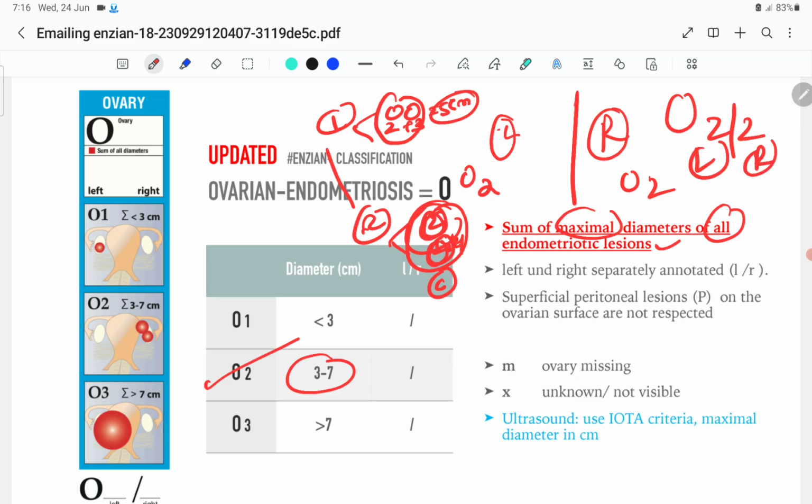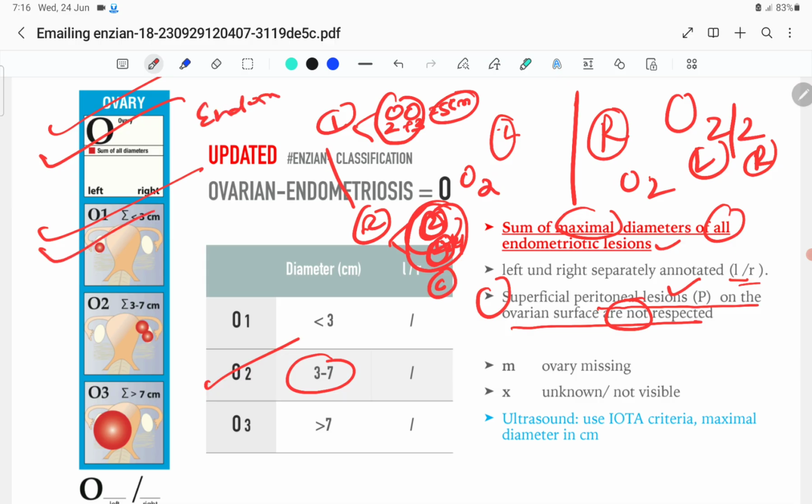Okay, O2, left and right, annotated separately. Superficial peritoneal lesions on the ovarian surface are not included. Here you have to remove, not include, the superficial peritoneal lesion on the ovarian surface. It is included only for the ovarian endometrioma. Very important: the superficial lesions over the peritoneum are not included. A superficial peritoneal lesion on the surface of the ovary is not included in O; that is included in the peritoneum, P.